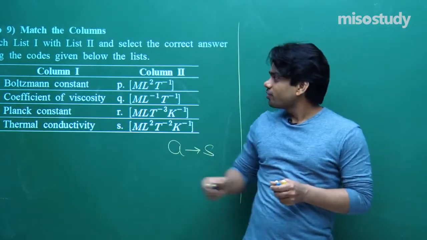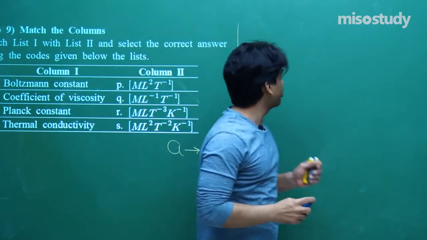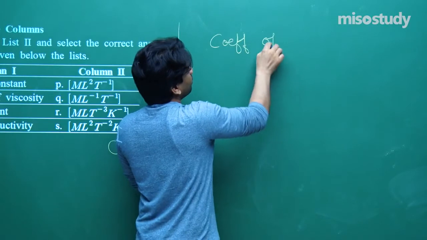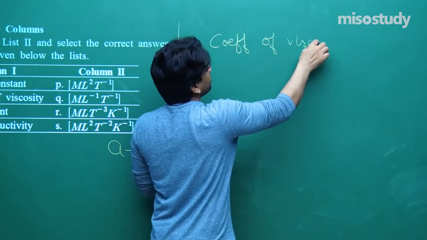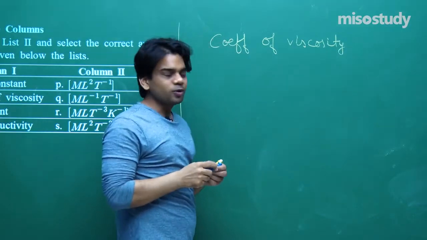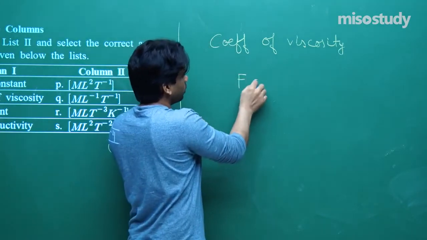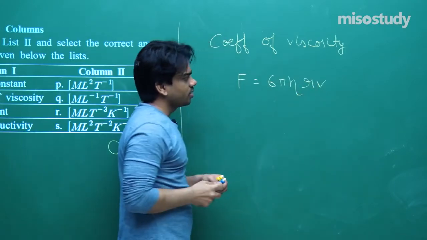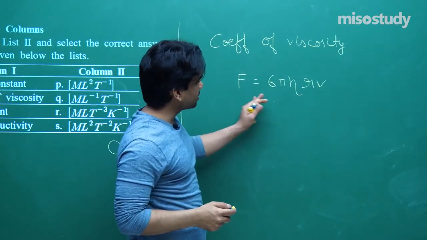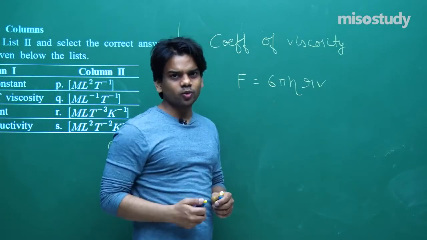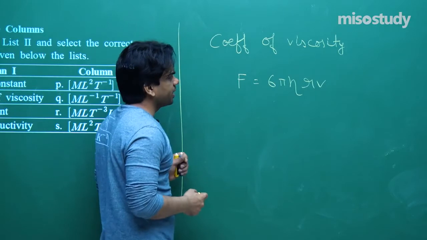Next, we have coefficient of viscosity. Where will it be used? You can use F is equal to 6 pi eta R V. This is used in Stokes law, the formula for the force acting on a body which is falling through a fluid. So it's actually F is equal to 6 pi eta R V.